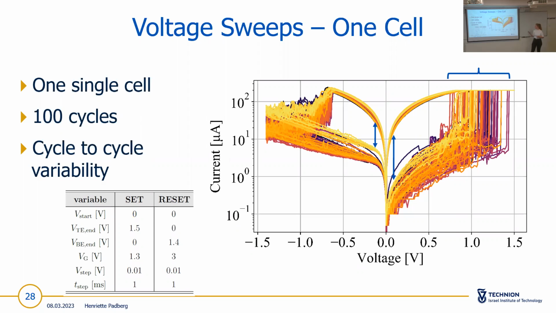But what you can also see here is that there's a wide range of voltages that lead to the set process. That means you have a large cycle-to-cycle variability, and for the application that means you have to use a general voltage. It ranges from 0.7 to 1.45 volt, and then you have to choose a voltage of 1.5 to make sure that the cell sets reliably for each cycle. You also see the variability for the reset, but it's much lower.